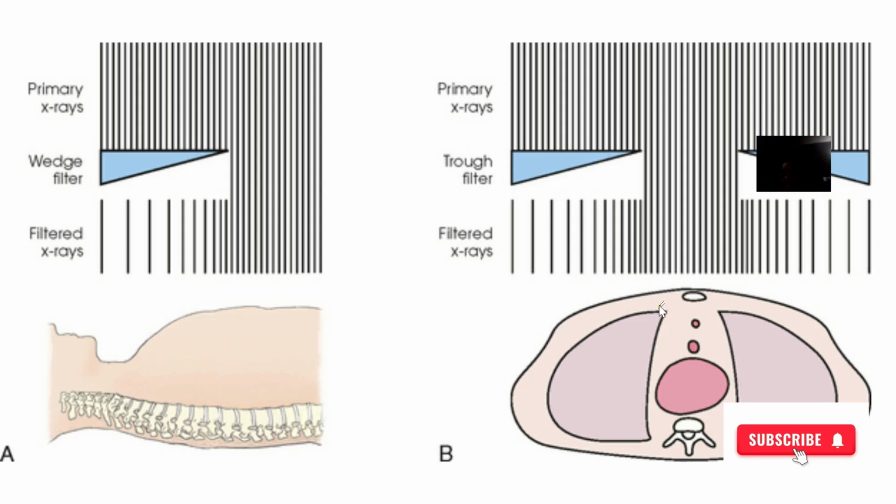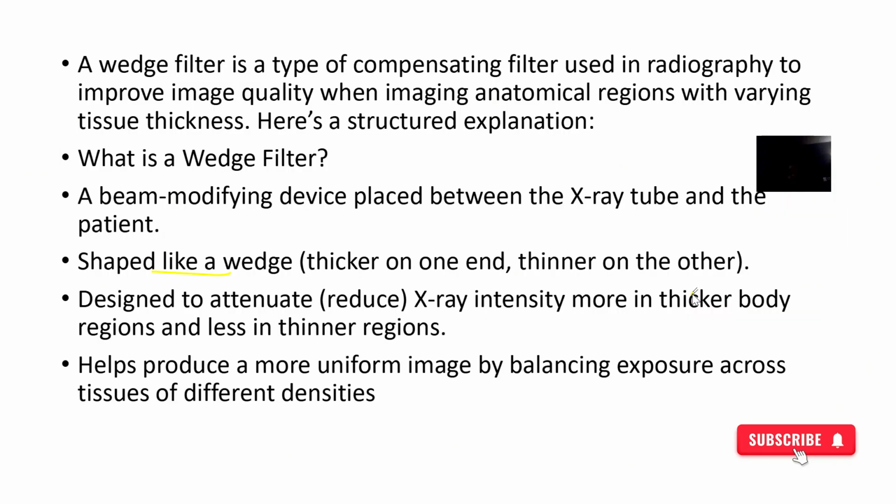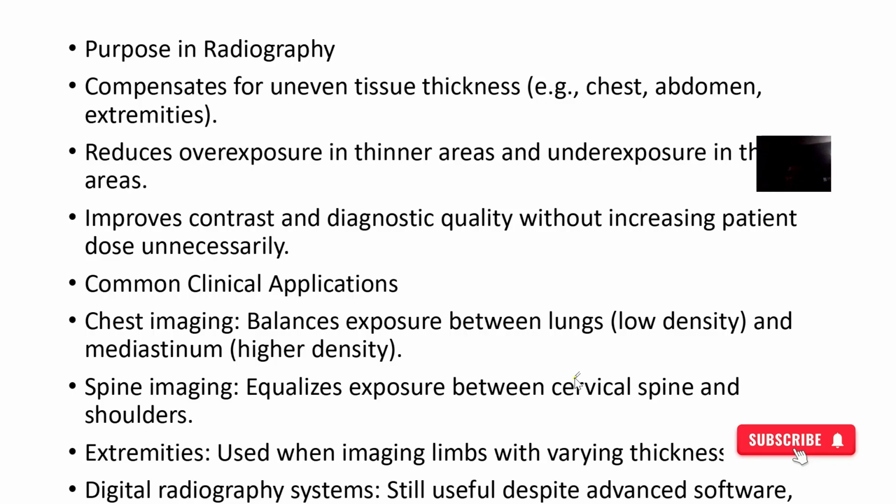On the chest, you could see that the sides of the chest are thinner, while the middle of the chest, that's the mediastinum, is thicker. You understand? So that's how you do it. It helps to produce a more uniform image by balancing how the different parts of the body are exposed. The purpose in radiography is to compensate for uneven tissue thickness, reducing overexposure in thinner areas and underexposure in thicker areas. It improves contrast and diagnostic quality without increasing patient dose unnecessarily.